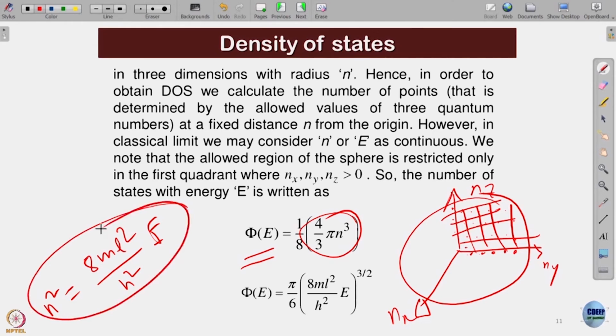So n cube is then 8 m L square by h square to the power 3 by 2. This is just wonderful. So the total number of states increases as E to the power 3 by 2. So it increases fairly rapidly, and also what is very interesting is that it depends not only on the energy, it also depends on the mass, and it depends on the length of the box. Remember, L is the length of the box in this particle in a box model.